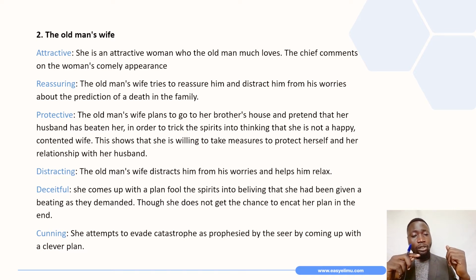So she is also deceitful. That is when she comes up with a plan to fool the spirits into believing that she had been given a beating, or she had been molested as they demanded. So remember again, she does not get the chance to make that happen, because she dies at the end. So she's also cunning.